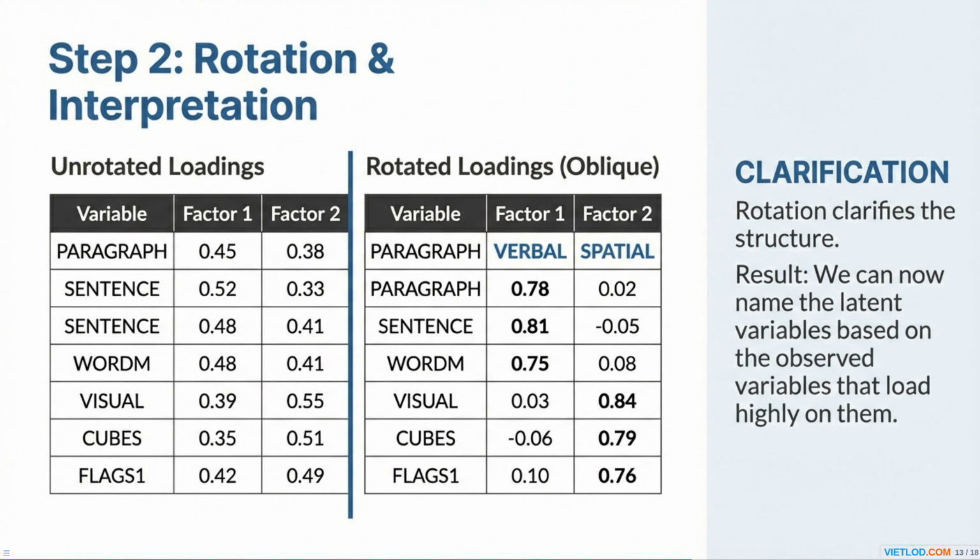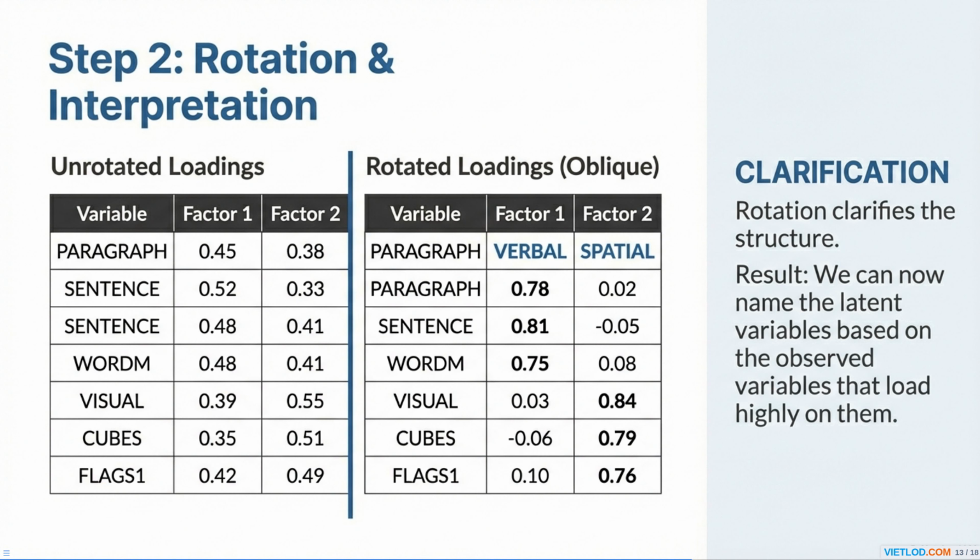On the left, we see the unrotated loadings. Notice that most variables have moderate loadings on both factor 1 and factor 2. For example, paragraph loads 0.45 on factor 1 and 0.38 on factor 2. This makes interpretation ambiguous. On the right, we see the results after an oblique rotation.